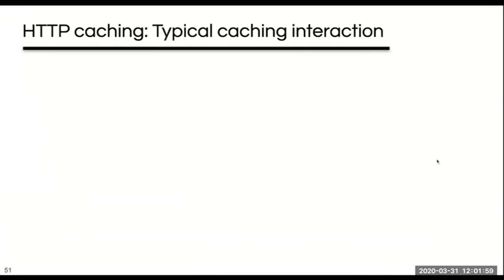Right. So in the previous example, I kind of drew the cache as this separate thing, and that happens. But it's also the case, as was mentioned in chat, every browser has its own cache. So let's look at how a typical caching interaction works from the browser's perspective. And actually, you know what? I'm going to go back.